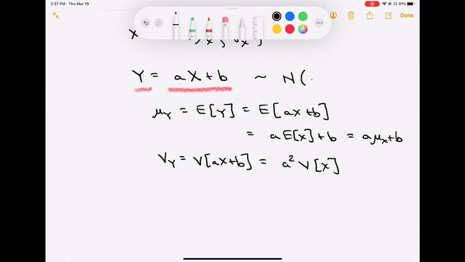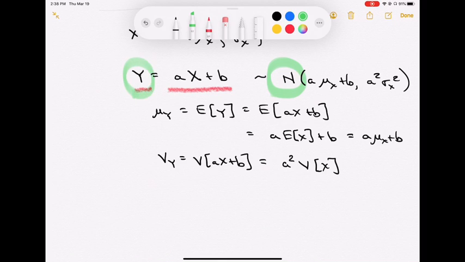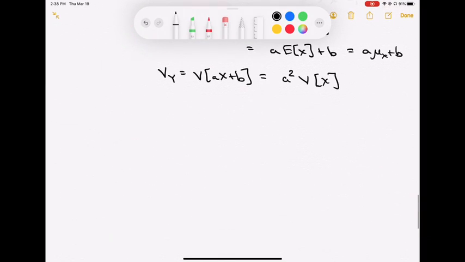We already figured out what the mean was. That's a mu x plus b, and we know the variance was a squared sigma x squared, something like that. What I would like to focus on right now is really showing that this new random variable y is distributed as a normal. That is a derived random variable, and I want to show that its probability model does indeed follow the normal model, the one that has that normal probability density function.